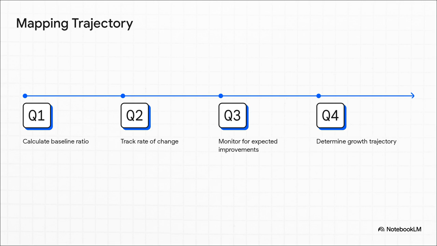By calculating a metric, let's say inventory turnover, at set intervals, we can map out a distinct trajectory. You start with a baseline in Q1, you track the rate of change in Q2, look for those planned improvements in Q3, and boom, by Q4 you have a crystal clear picture of the company's growth trajectory. It tells you exactly where they are going, not just where they are.